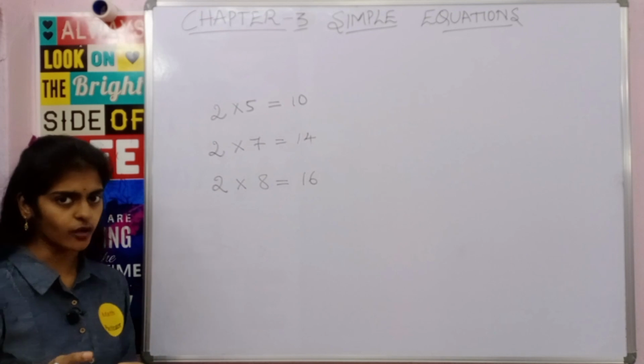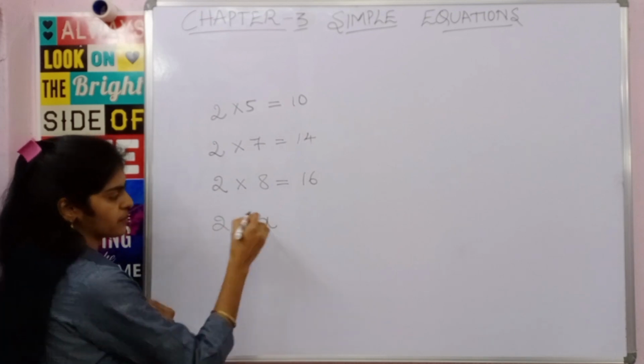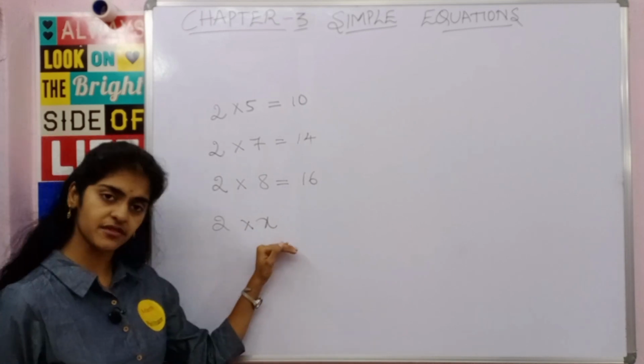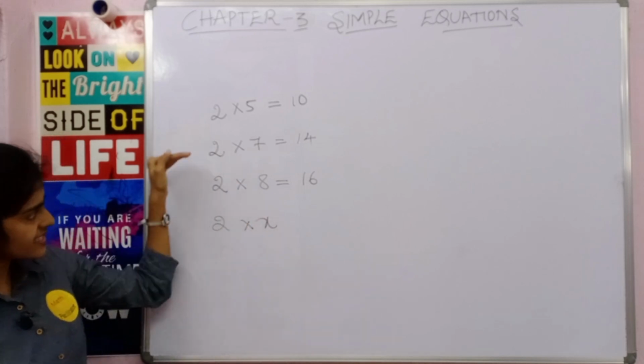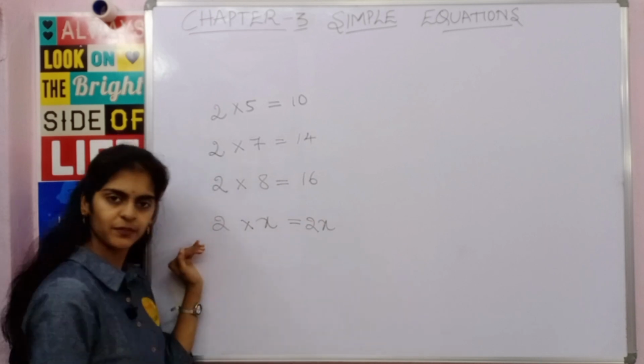So now suppose you bought x chocolates from the shopkeeper. I'm not giving you the number. You bought x chocolates from the shopkeeper. So how much will you pay to the shopkeeper? Using the similar steps, you will say that you will pay 2x to the shopkeeper, right?